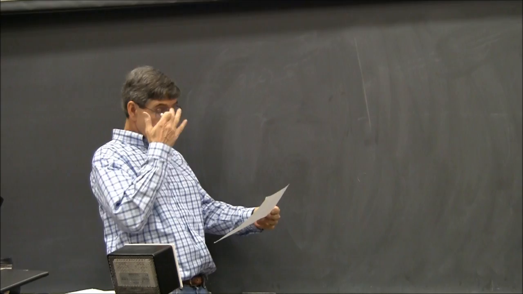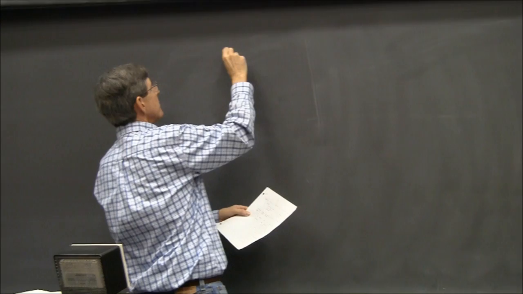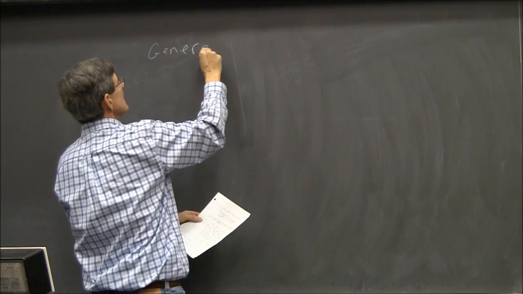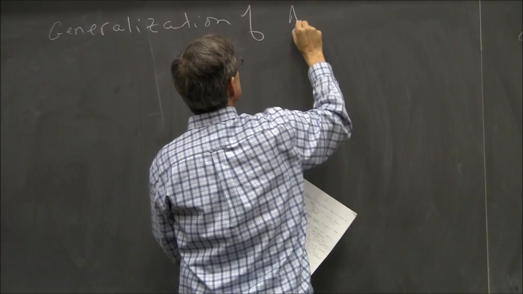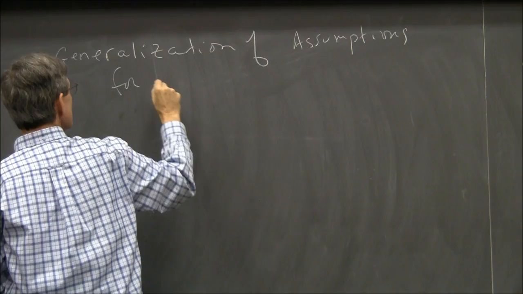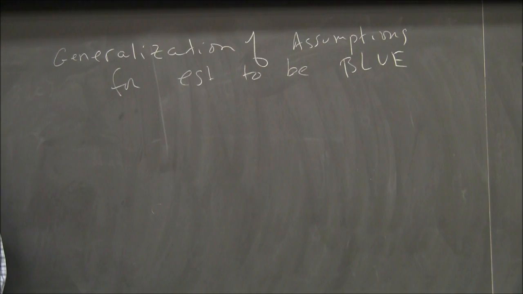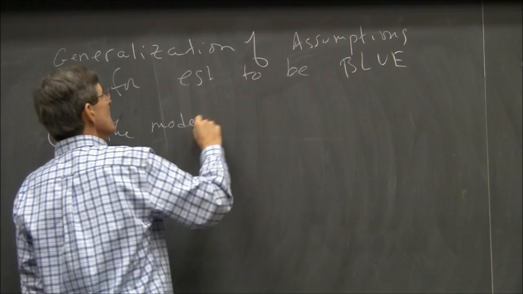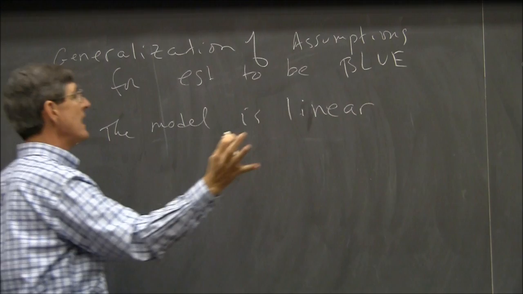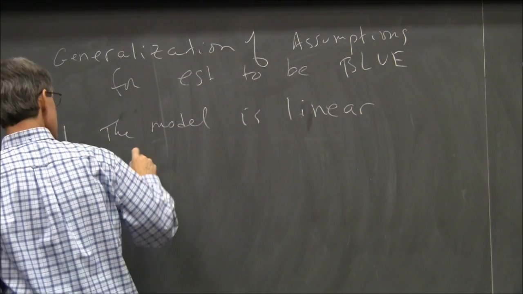The chapter starts by generalizing the assumptions for estimates to be BLUE. We wrote these down the first day. When you get to time series, you have to generalize these a little bit. So let's do that. The first one they call C1 is the model is linear. That's exactly like before. No need to talk about that. That's not new. C2 was the x's are non-stochastic.